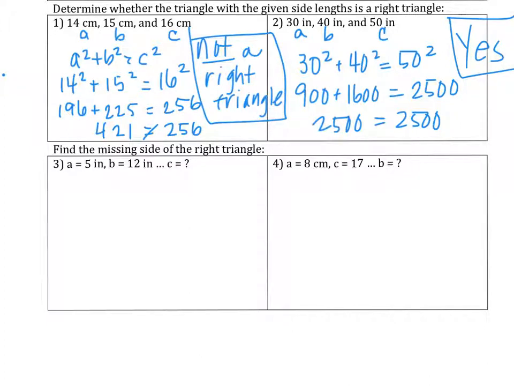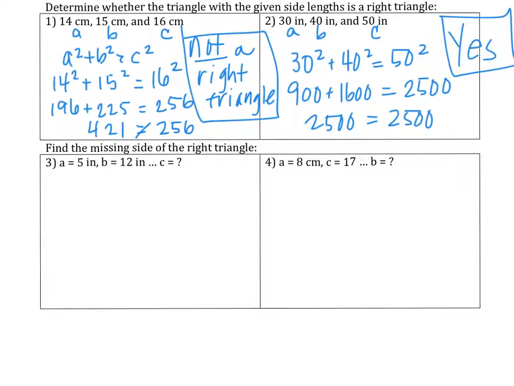Now let's take a look at number 3, and we want to find the missing side of the right triangle. So this one says it is a right triangle, and we just have to find the side that's missing. So let's go ahead and draw it out. So this is going to be 5, this is going to be 12, and this is the one we don't know. So our formula, A squared plus B squared equals C squared.